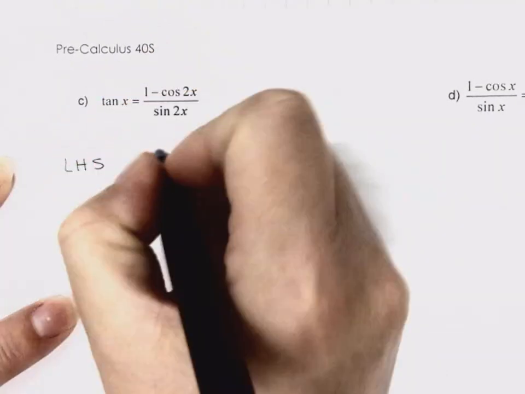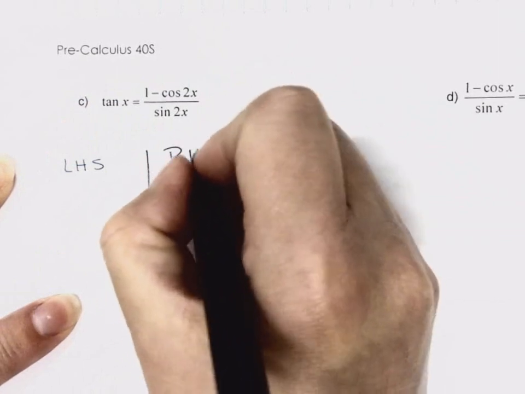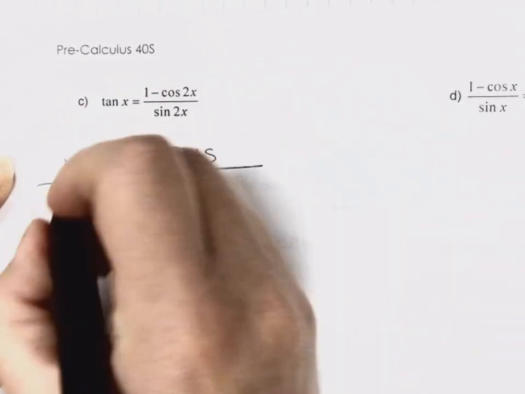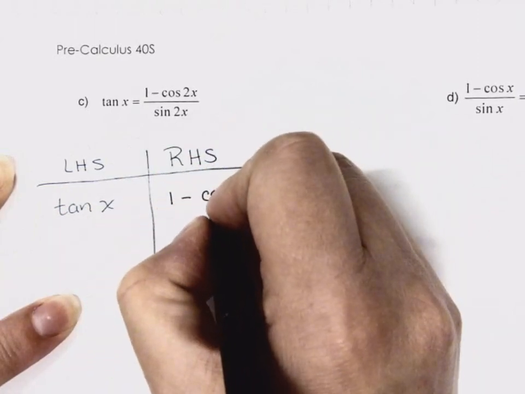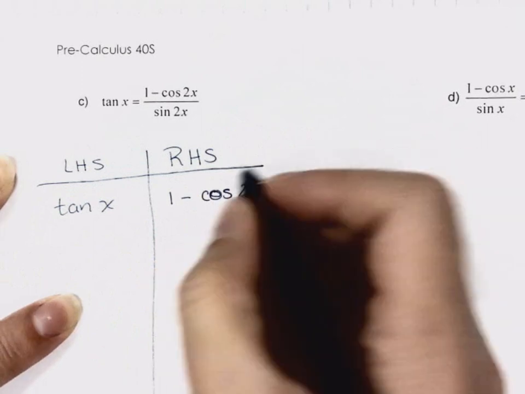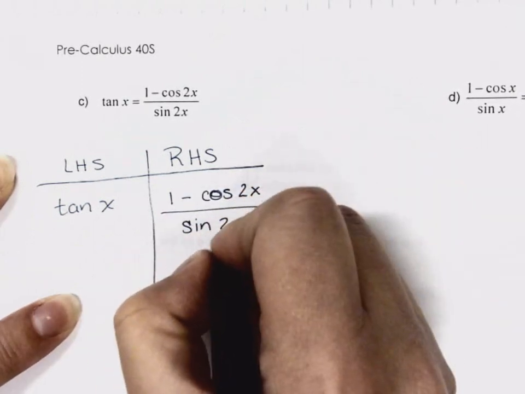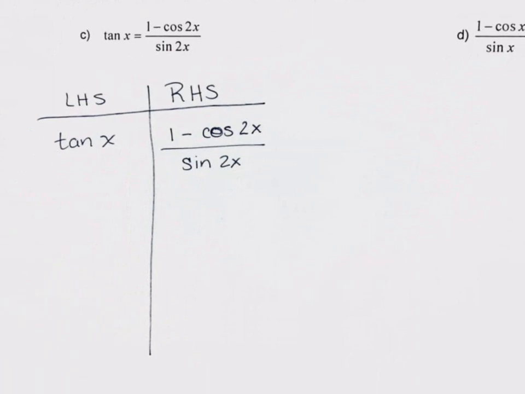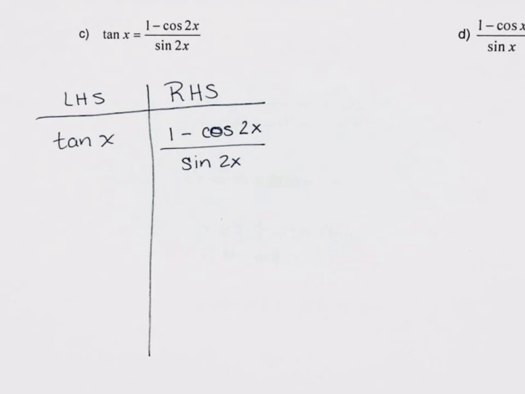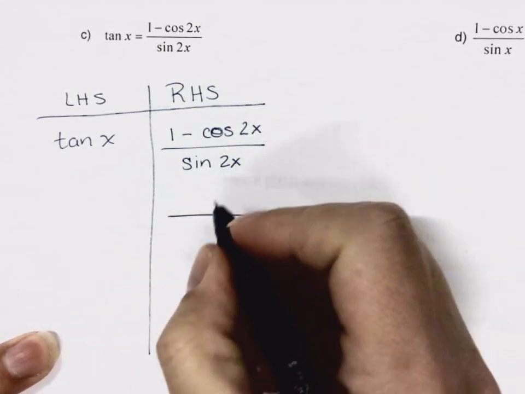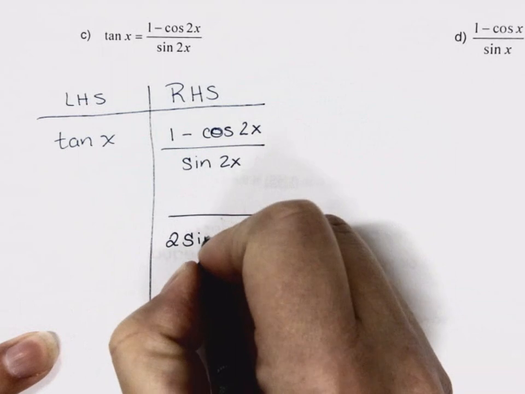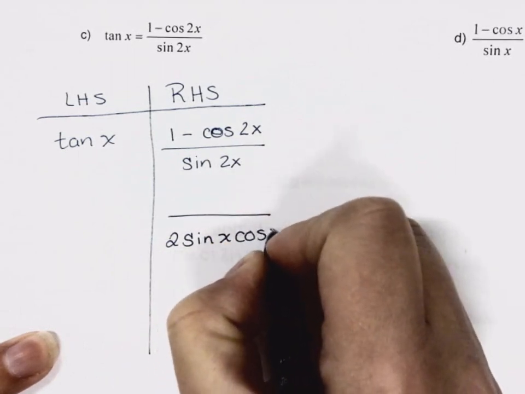So left-hand side, right-hand side. Okay, so everybody's going to get the first line because it's just copying the question. I think I'm going to work the right-hand side this time because I've got those double angle identities in there. And I'm just going to leave the numerator for a second. I'm going to put in the denominator. So 2 sine x cos x.